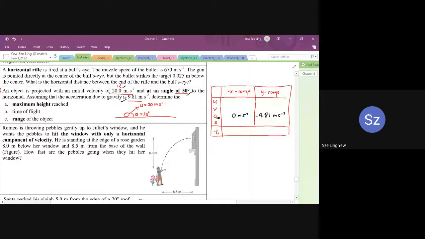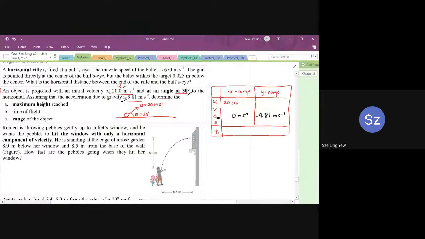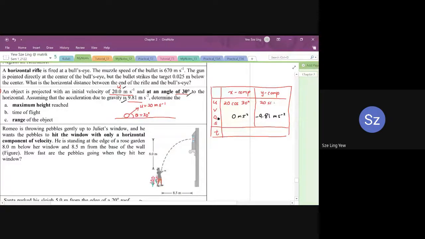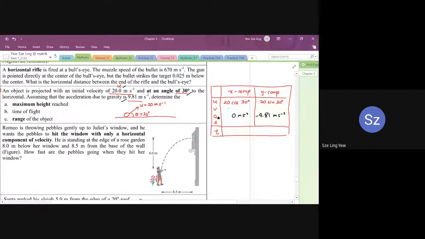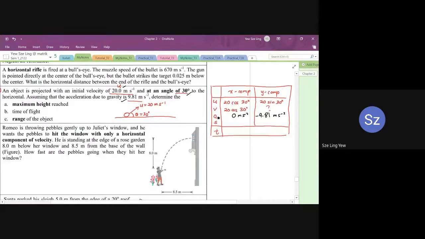All right, and then my u. So u is equal to u. Okay, ux is equal to 20 cos 30 degrees. My uy is 20 sin 30 degrees. Okay, vx, I have it because it's always constant, so 20 cos 30 degrees. vy is an unknown. And then sx and sy, I don't have them, obviously. Why? Because that is being asked in the question. And time, I also don't have it.